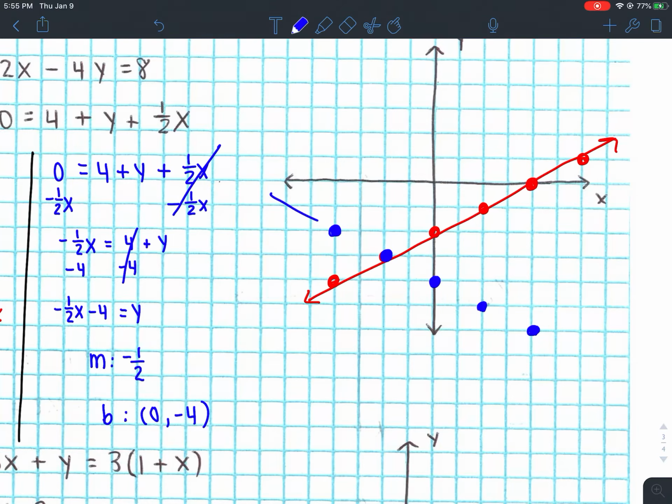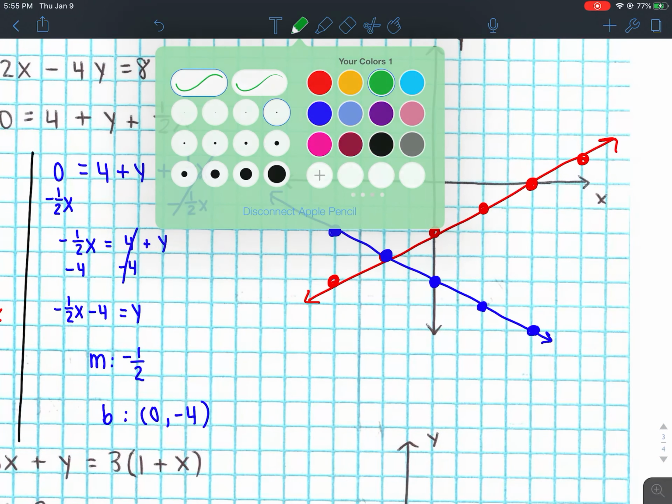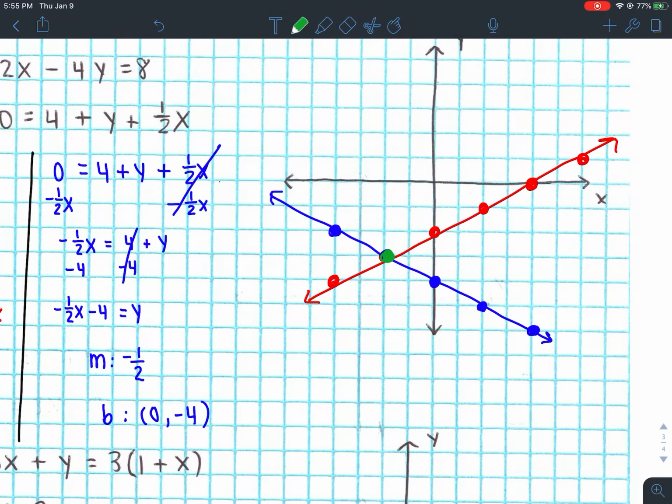So it looks like they cross one time, so that's good news. So we have a solution. They cross at this point right here. Their colors both overlap each other. So our solution here is the point negative 2, comma negative 3. Yep, that's what I got.